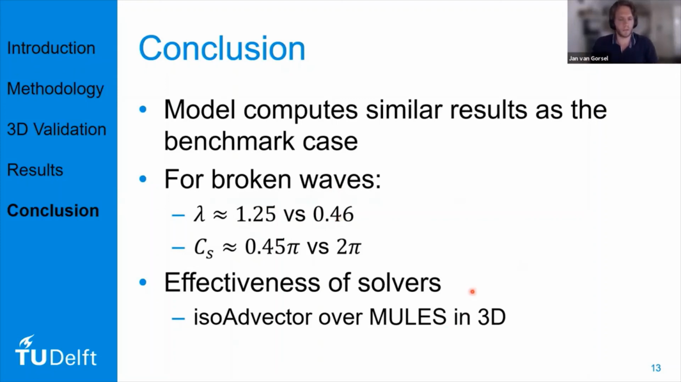Also the effectiveness of the solver. From these results, it seems that IsoAdvector is the preferred solver for a situation like this, being faster and better in predicting the forces on the structure. Are there any questions? Thank you.